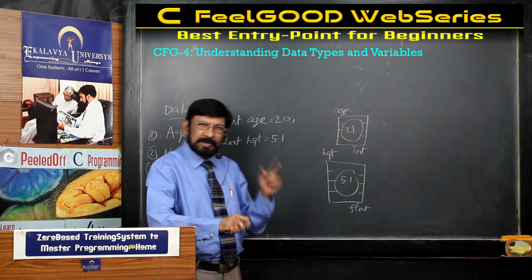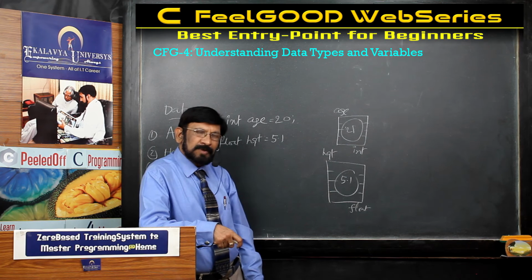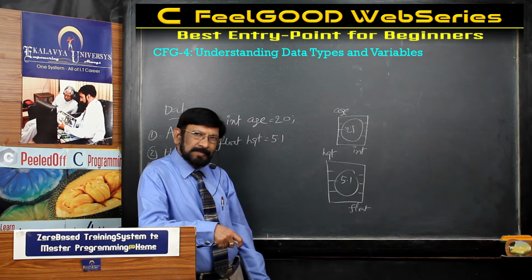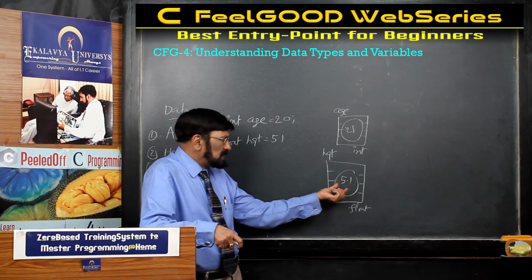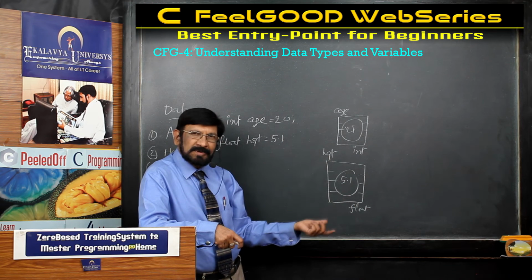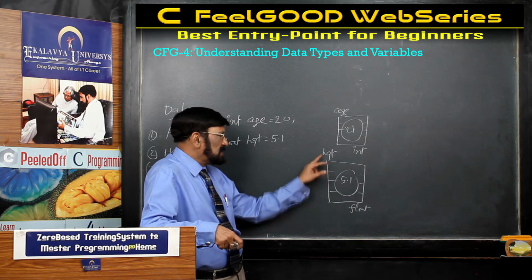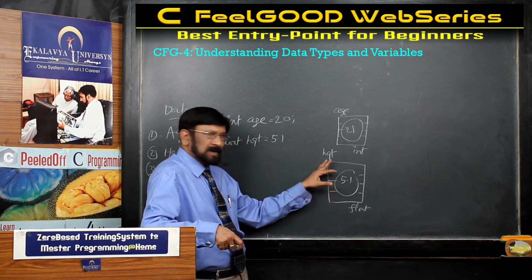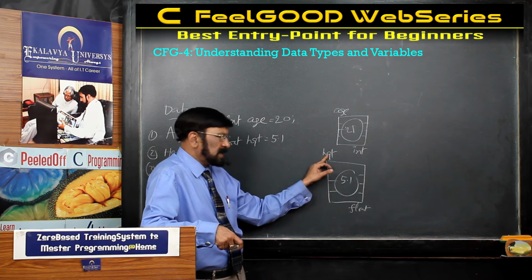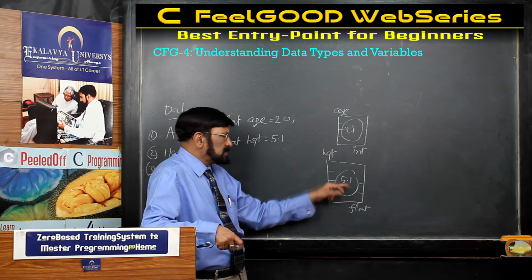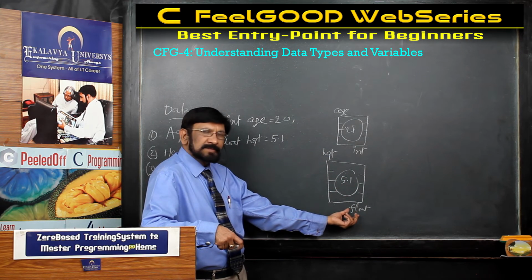Now you understand this also. Today your height is exactly 5.1. After 6 months, maybe 5.2. So it is replaced by 5.2. A few months back, your height was 5.0. Understand? So it is a named memory container. Variable means a named memory container in which a value is stored and it has a type.